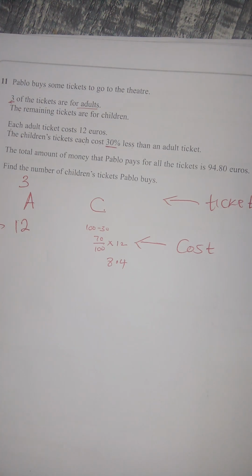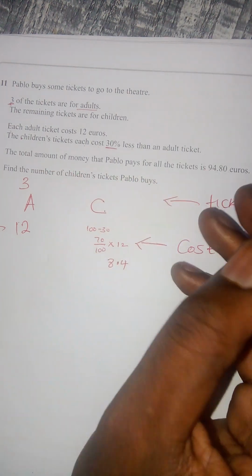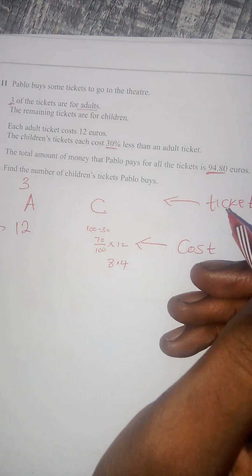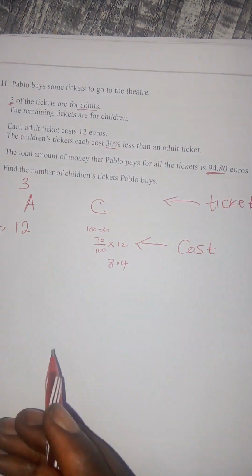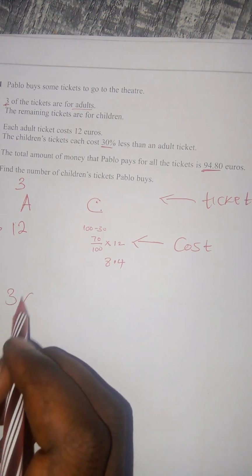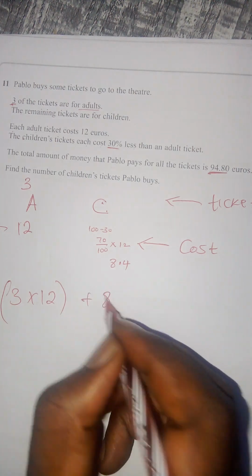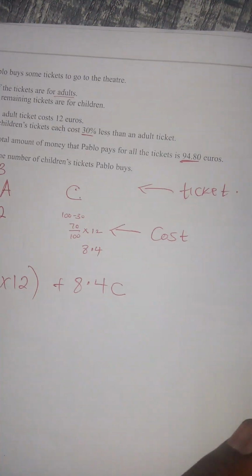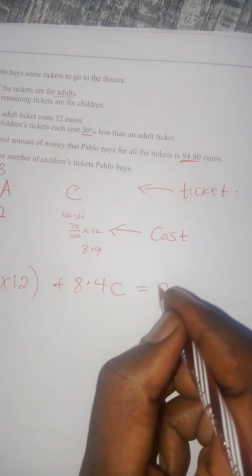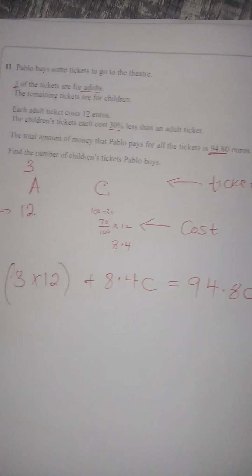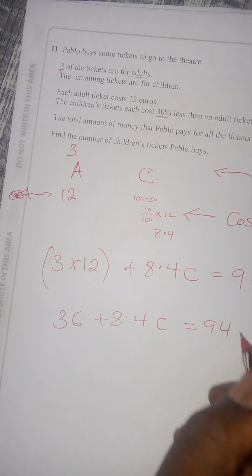So let us see. The total amount of money that Pablo pays for the ticket is 94.80 euros. Find the number of children for the tickets. Let us say the children are C. Therefore, we're going to multiply 3 times 12, to give me the cost for the adults, plus 8.4 times the cost for the children, which I don't know, should give me a total of 94.80. Multiply here: 36 plus 8.4c is equals 94.80.